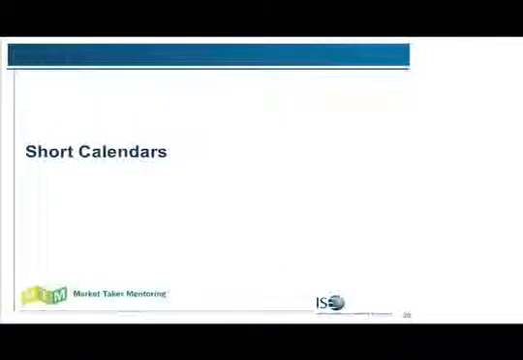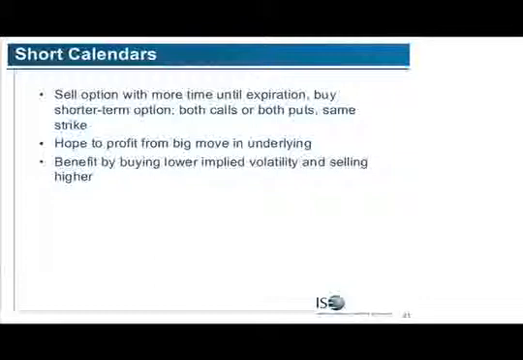Okay, so those were our long calendars. Let's take a look at short calendars. Once again, here's where I sell the option that has more time until expiration, and I buy the shorter term option. Again, they're both calls or they're both puts, and they're the same strike price, same currency, obviously. Now here, this is just the opposite. We've got time working against us, but we hope to profit from a big move in the underlying. And we'd like to try and get a similar volatility setup where we benefit from buying a lower implied volatility and selling a higher implied volatility.